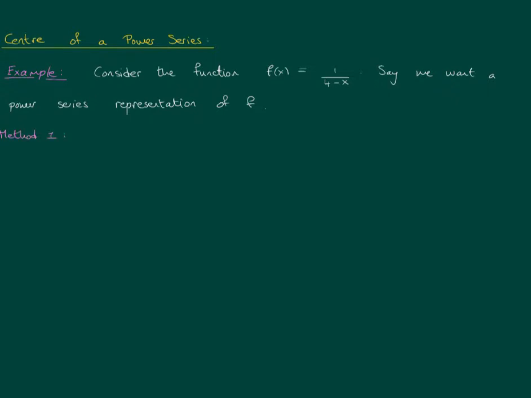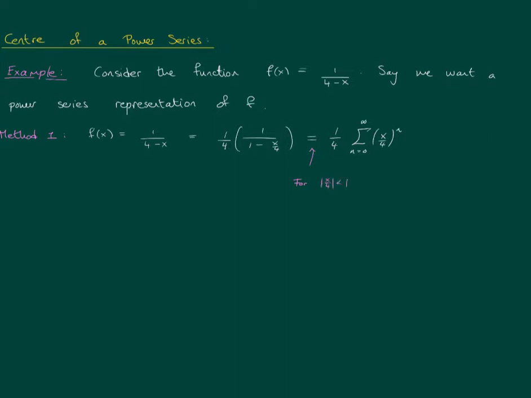So here's method 1. This is going to be generally in line with what we've been doing so far. So we read f of x as 1 over 4 minus x. Now we usually want 1 over 1 minus something, so we take out the 4, and we've got 1 over 1 minus x over 4. So we write that as 1 over 4 times the sum from n equals 0 to infinity of x over 4 to the n. And remember, this is only valid as long as x over 4 in absolute value is less than 1.